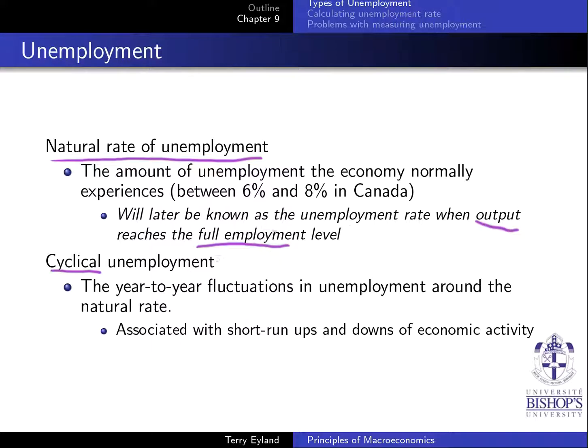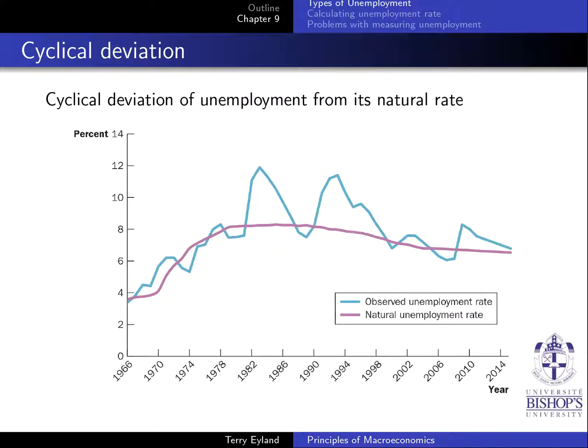But when it starts fluctuating around this natural rate, that's our cyclical unemployment. And it's the short run ups and downs of economic activity. So it can be an up. If we look at this graph over here, they're representing this line here as the natural unemployment rate. But we could see that the observed unemployment rate when we go through the recession cycles is higher because of all of this cyclical unemployment. But sometimes we can have it slightly lower.